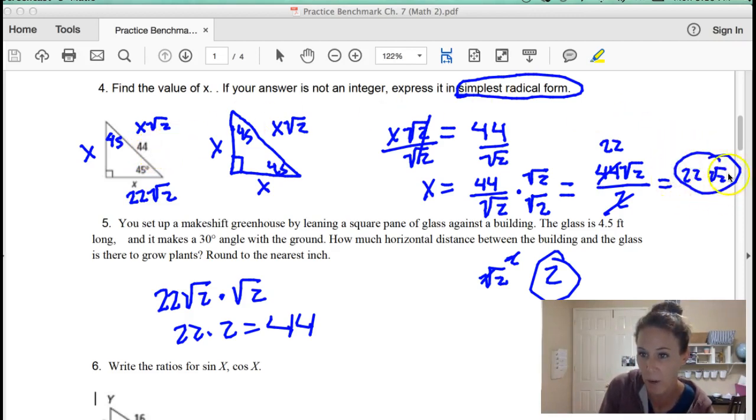When you give me a radical form as an answer, I'll know that you used your 45, 45, 90 ratio, and I'll know that we're testing the correct thing. We're testing to see if you know these special right triangles. So please put it in simplest radical form.